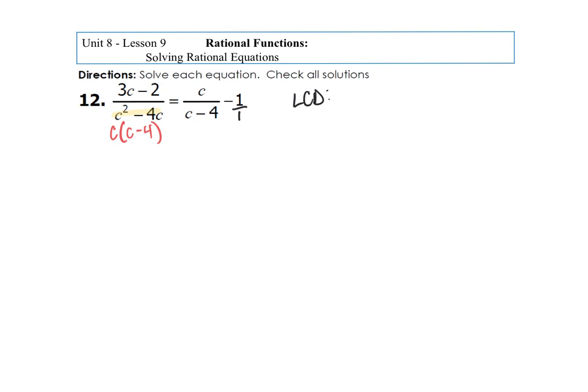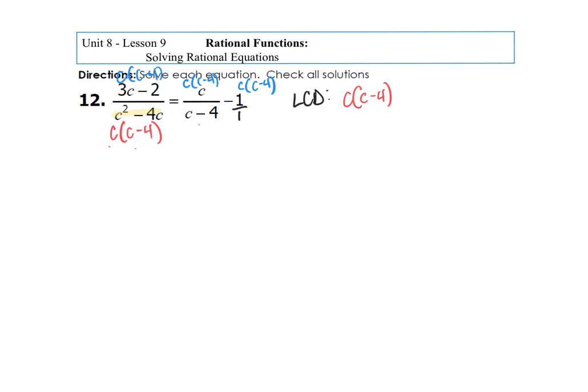So we can see that both of these denominators have c minus 4, but they need the extra c out front. So it's that c and then c minus 4. You should not put c's and parentheses in the same problem. Okay. So now we're going to multiply c times c minus 4 to all 3 fractions.